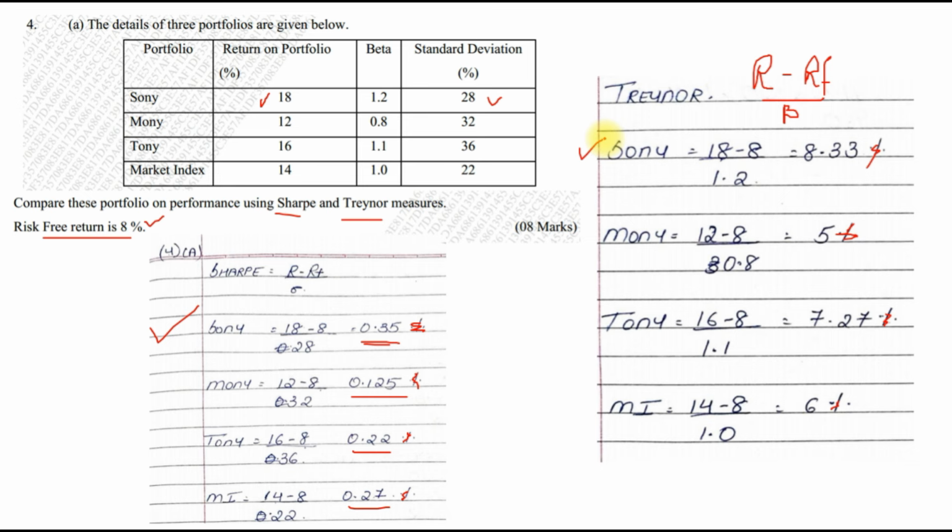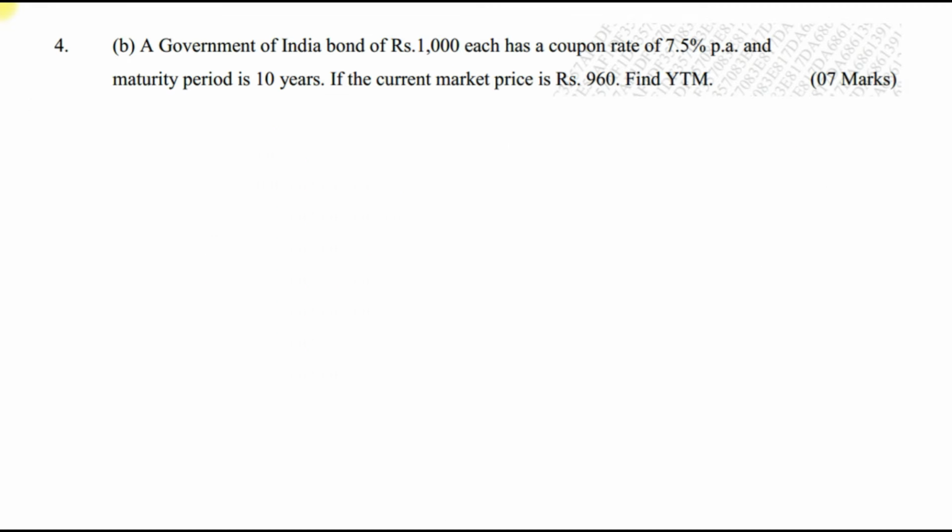Okay, so this is how you'll have to solve the sum based on Sharpe's and Treynor's measure. After that, the next question which was there in the paper was question 4b. A Government of India bond of rupees 1000 each has a coupon rate of 7.5% per annum and a maturity period of 10 years. If the current market price is 960, find YTM.